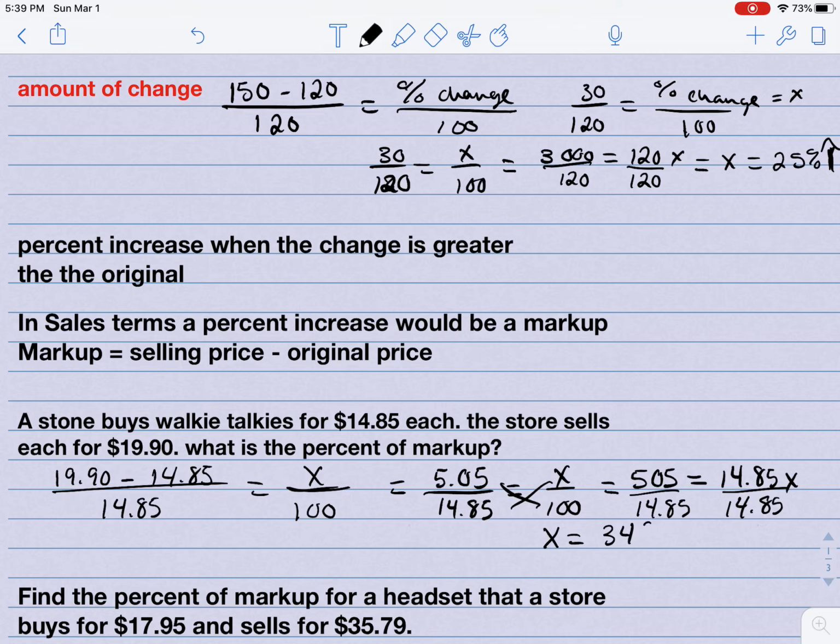Okay, so when you take 505 divided by 1485, it's close to 34%. So that will be the markup. They are increasing the price. They're making 34% profit on each sale.